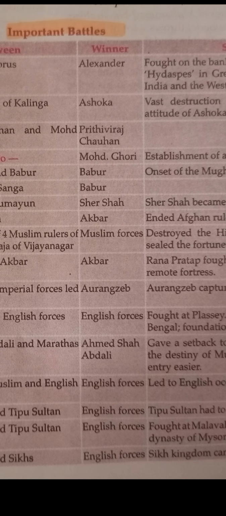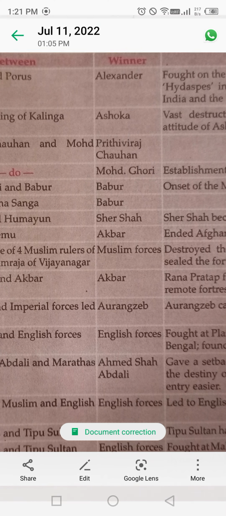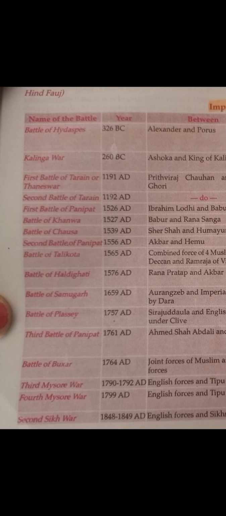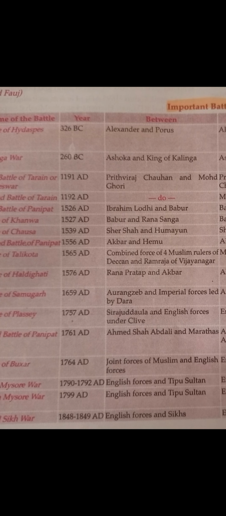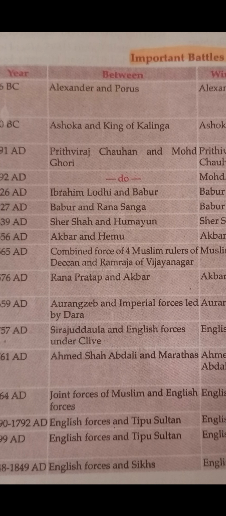If you see, English forces are continuously winning the battles. Next, the Third Mysore War, the Fourth Mysore War, and the Second and Sixth Wars that took place in 90, 92, 99, and 48 to 49.